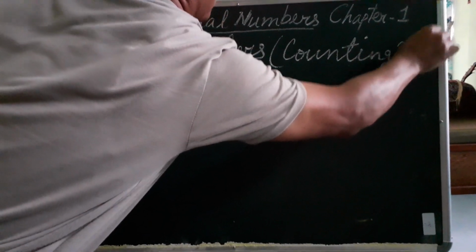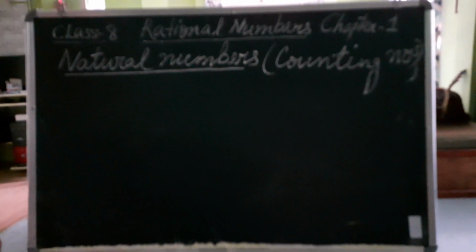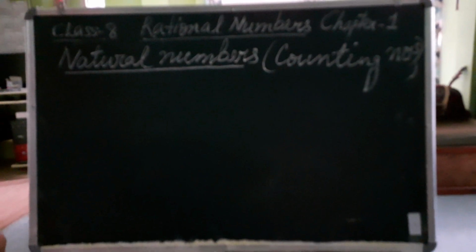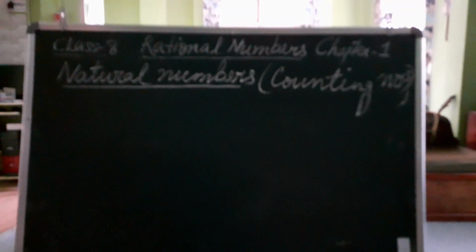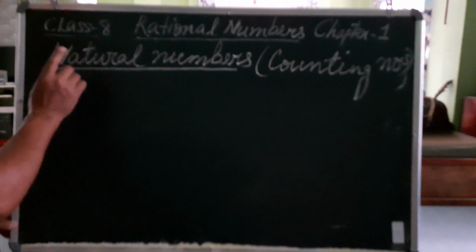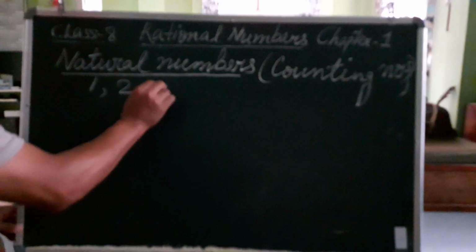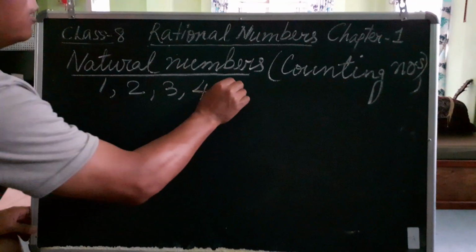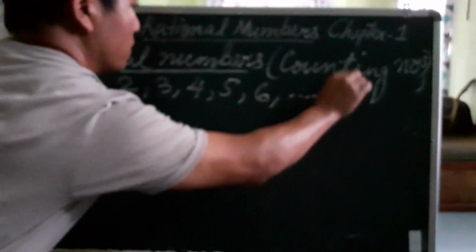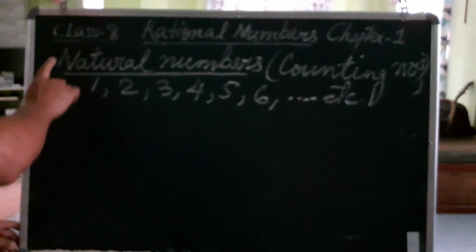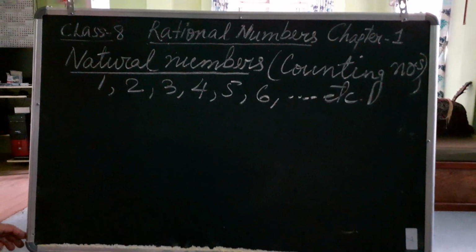Counting numbers. Natural numbers. Counting numbers, they are called natural numbers. When we count numbers, we always start with 1. When we count numbers, we say 1, 2, 3, 4, 5, 6, and so on. So natural numbers, they are called counting numbers.